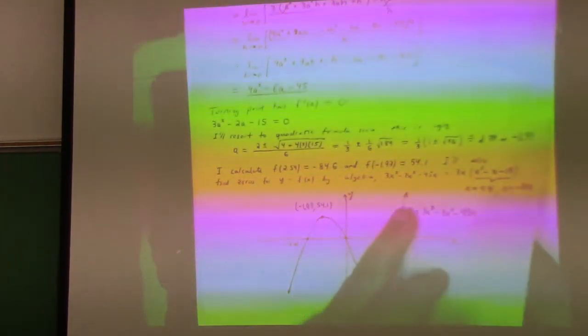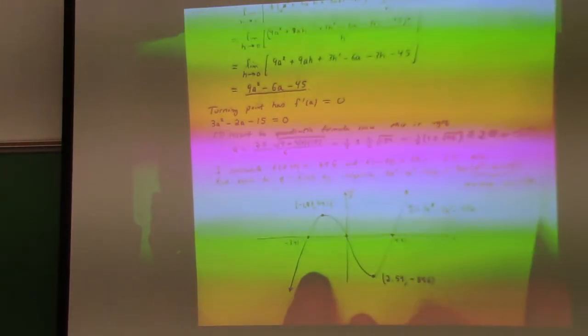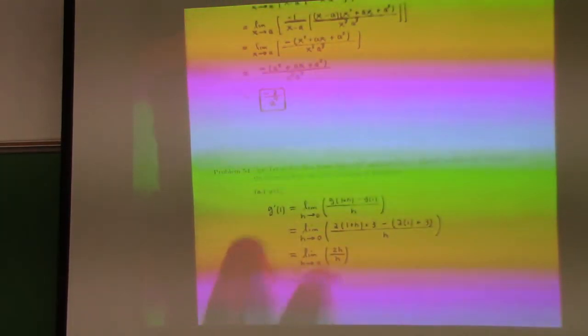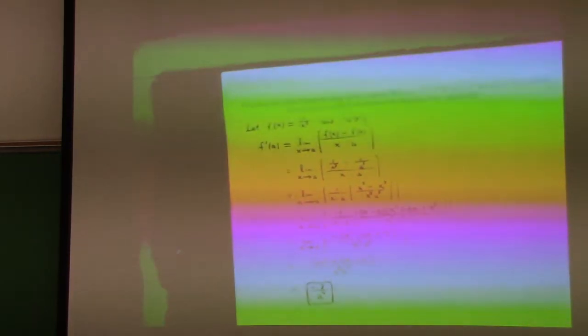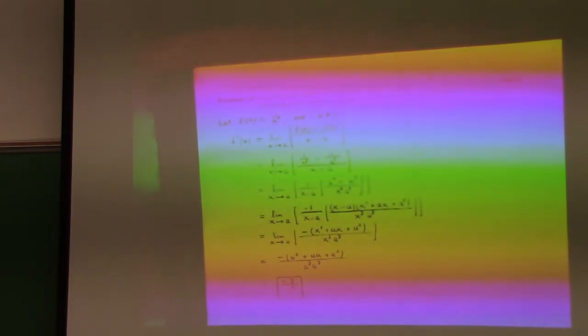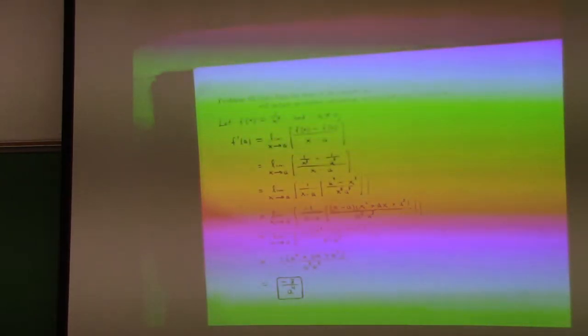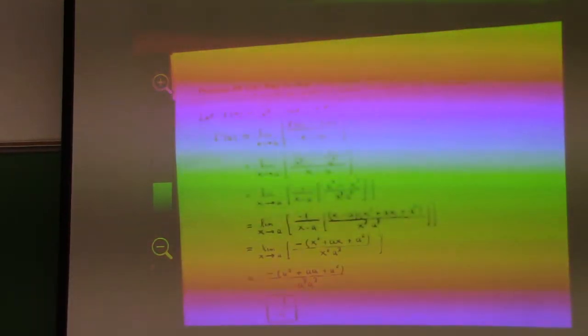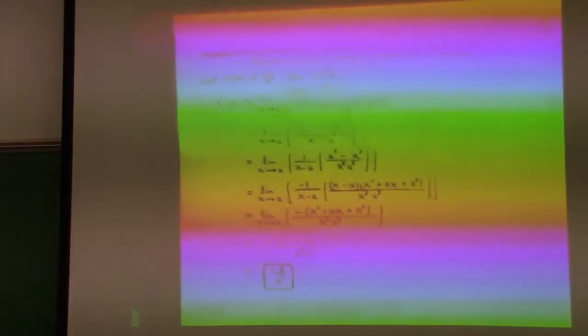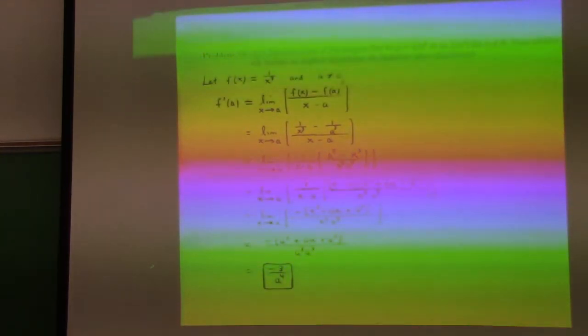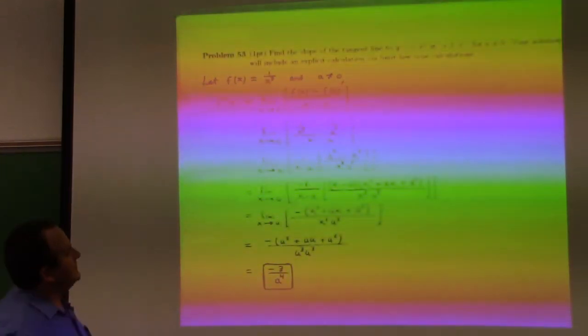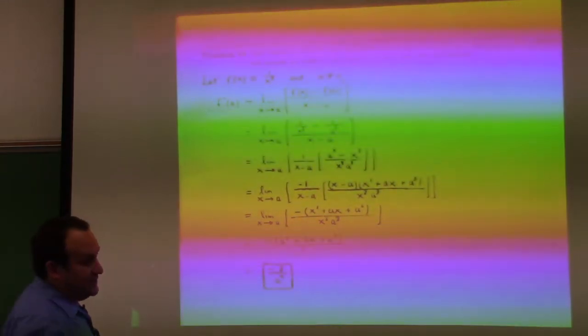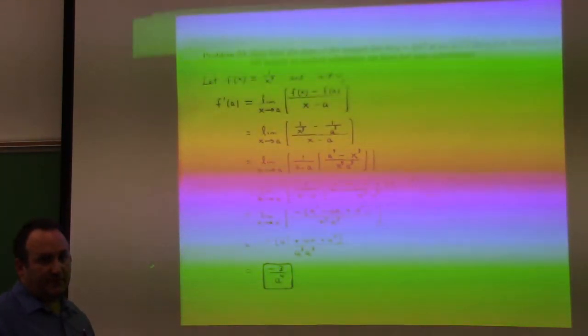So what's the big idea in problem 52? Turning point is where the derivative is 0, if there is one. Now this here, I've asked you to calculate the derivative of 1 over x cubed at a, assuming a is not equal to 0.